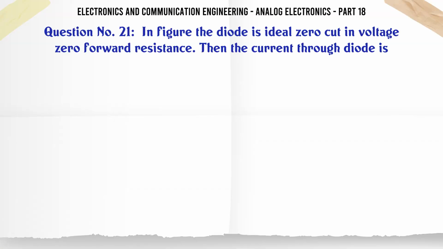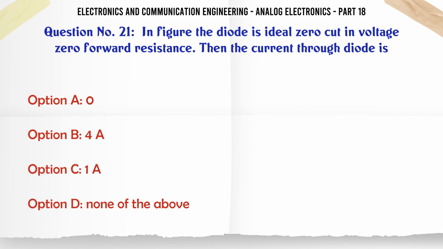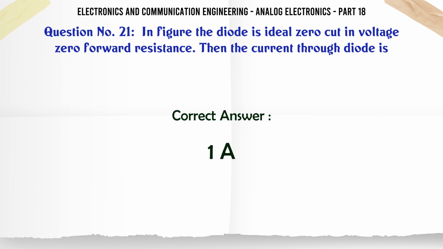In the figure, the diode is ideal, with 0 cut-in voltage and 0 forward resistance. Then the current through the diode is A. 0, B. 4A, C. 1A, D. none of the above. The correct answer is 1A.